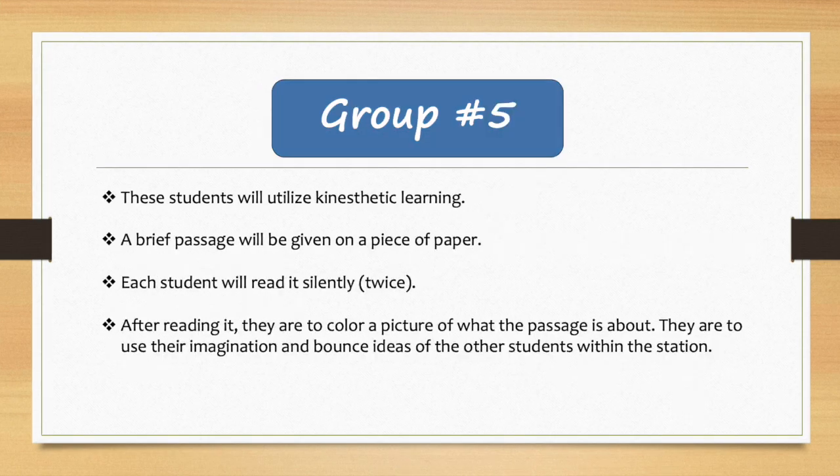Group number 5 will be utilizing kinesthetic learning. A brief passage will be given on a piece of paper, and each student will be asked to read it twice. After reading it, the students will be asked to color a picture of what they think the passage is about. They are able to use their imagination and bounce ideas off of each other in this situation.